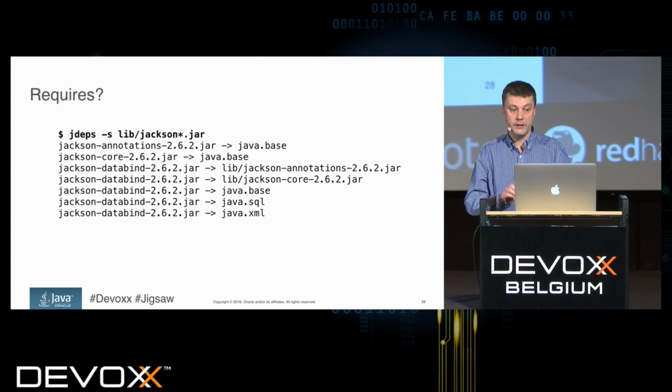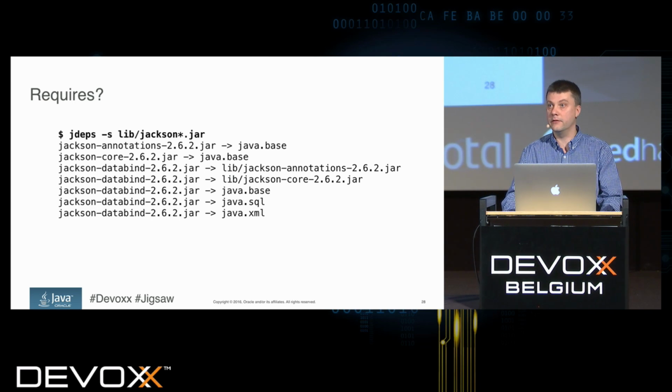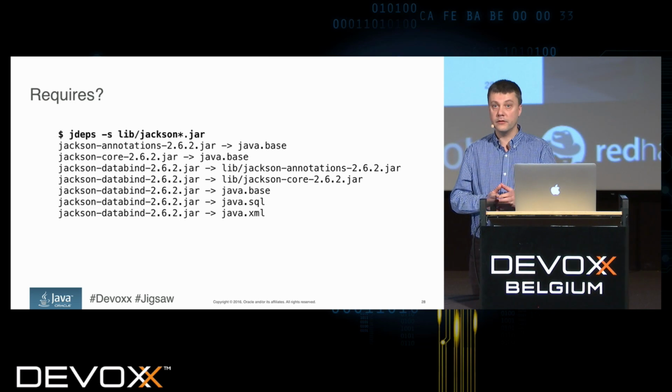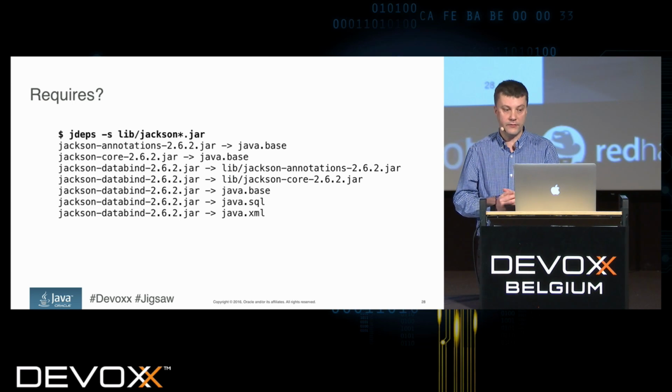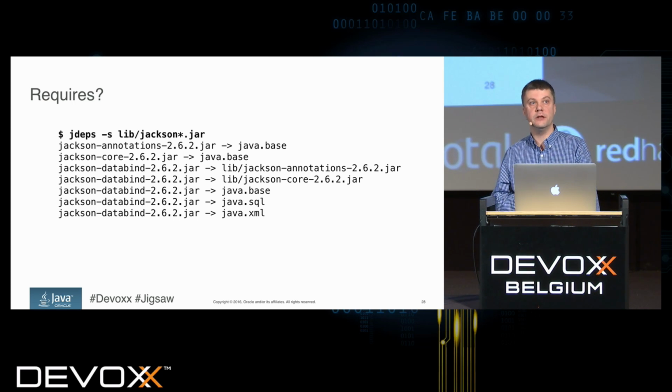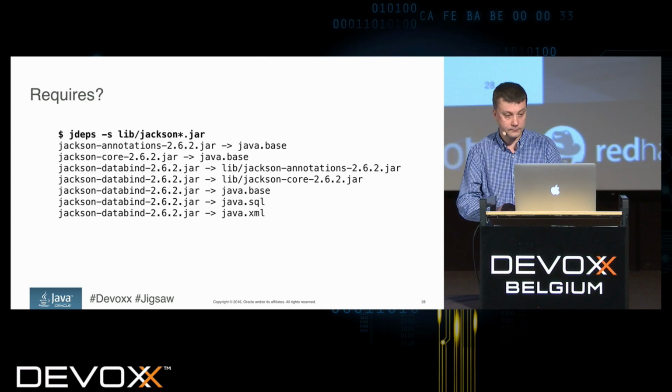I give it as input a class path of jar files or a set of jar files, and it prints out what the dependencies are. In this case, Jackson annotations and Jackson core are very simple. When you do a static analysis on them, the only types that they reference are in the base module, or java.base, where java.lang.String and java.lang.Object exist. The Jackson data bind module is more interesting in that it has static references to types in other platform modules. It also has static references to types that are in the Jackson annotations and Jackson core modules.